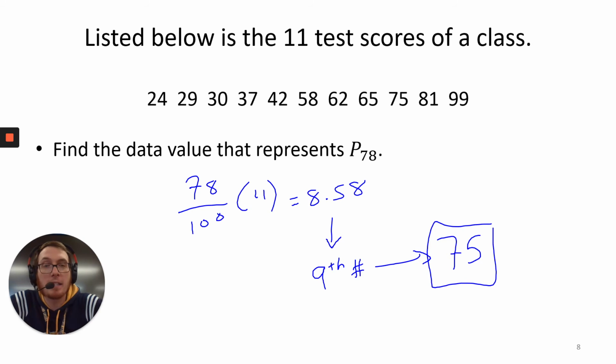The next one is the 78th percentile. To figure out the 78th percentile, I'm going to take 78 divided by 100, which will give me 0.78, times 11, which will be 8.58. Now again, this rounds up to 9, but we should round to the nearest whole number no matter what in this situation, and that would give me the 9th number in the data set. And when it's the 9th number in the data set, I'm looking for that spot, and that would be 75 here. So the 78th percentile represents the number 75.